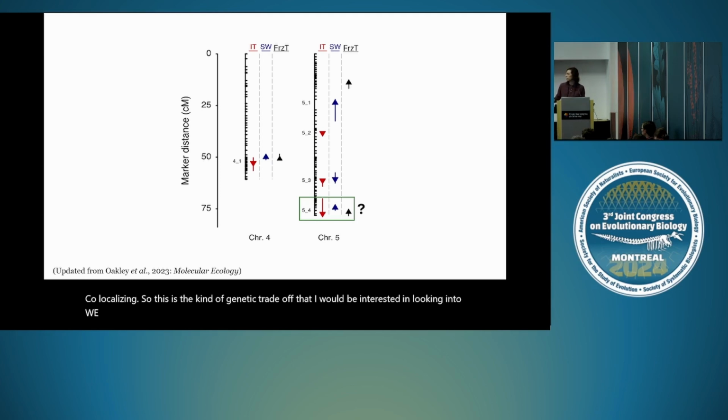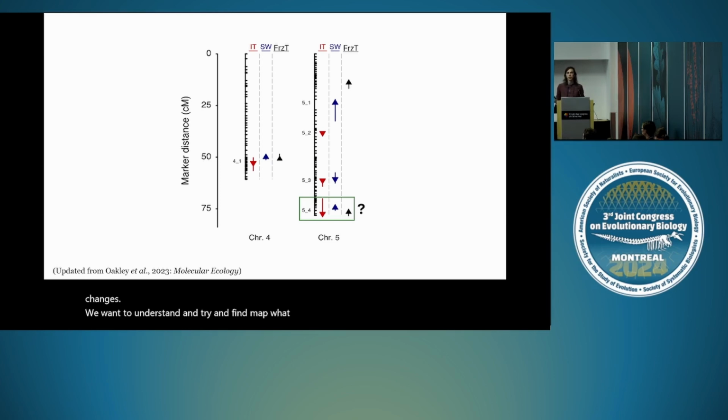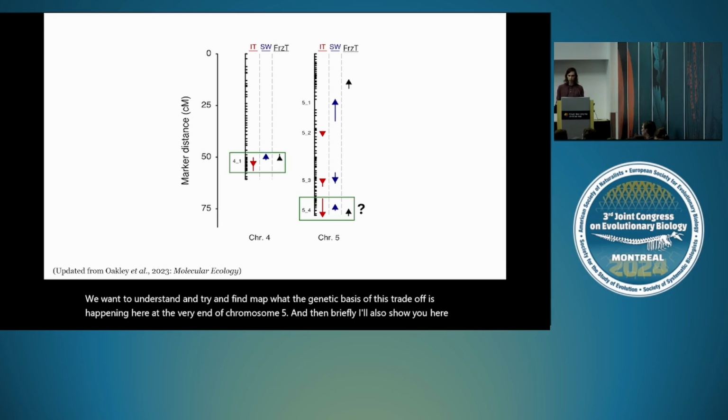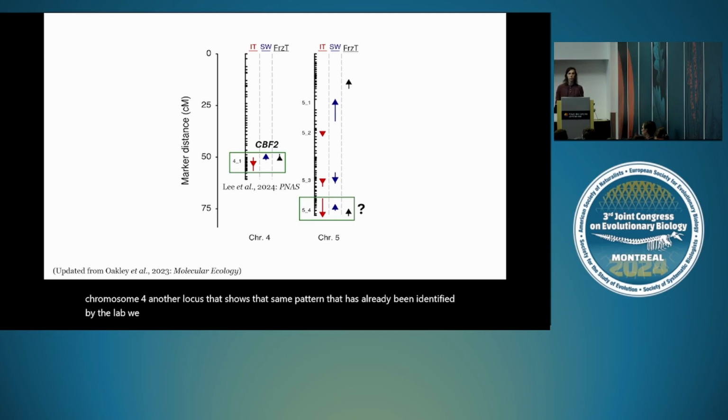We can hypothesize that there might be one single locus that's leading to all of these changes. So we want to understand and try and fine map what the genetic basis of this trade-off is at the very end of chromosome 5. And then briefly, I'll also show you here on chromosome 4 another locus that shows that same pattern that has already been identified by the lab. We have this gene CBF2 where we've identified the causal mutation that leads to this trade-off. You can read about that more in that paper there if you're interested. So we want to fine map this one at the end of chromosome 5.